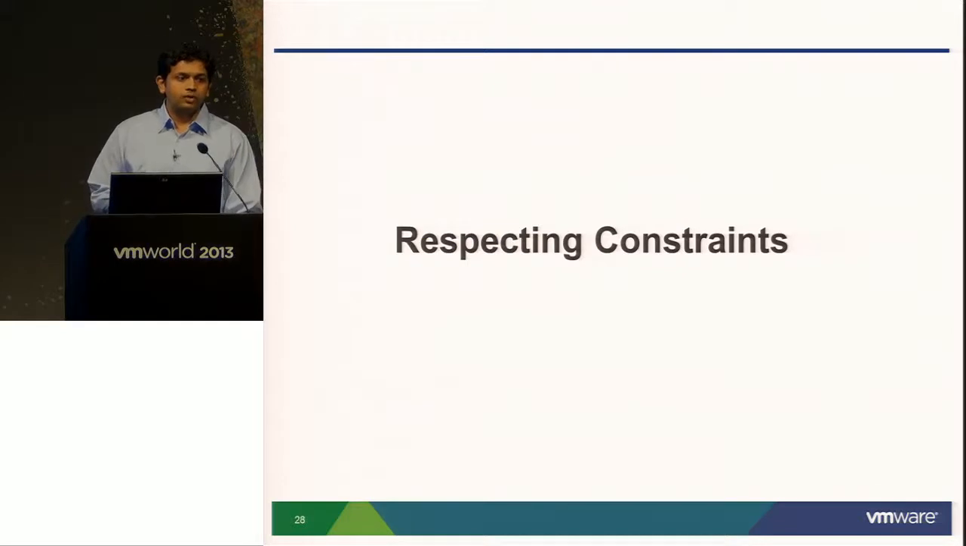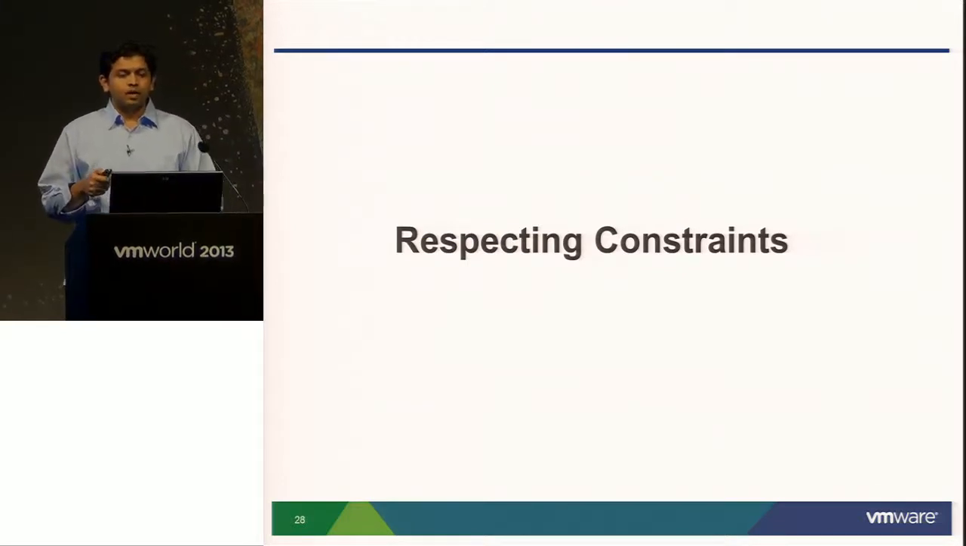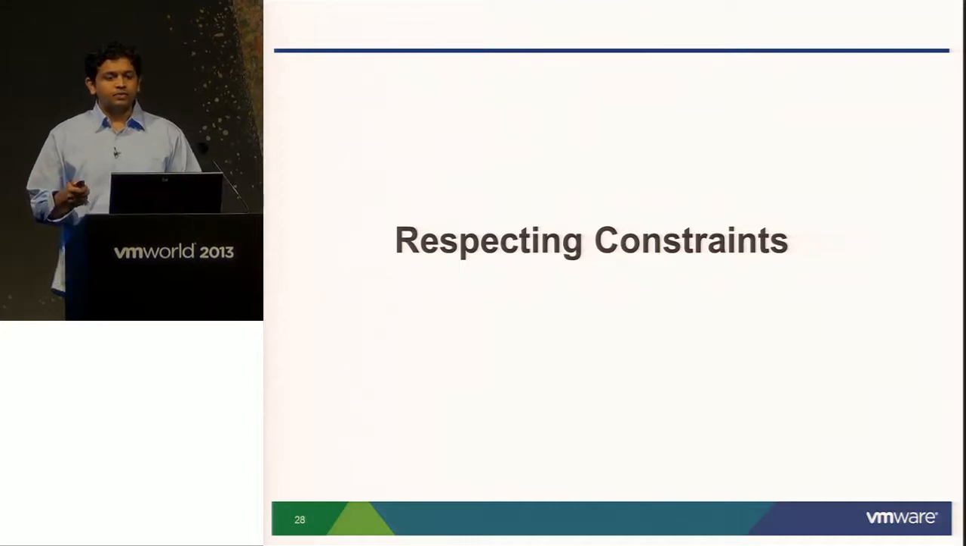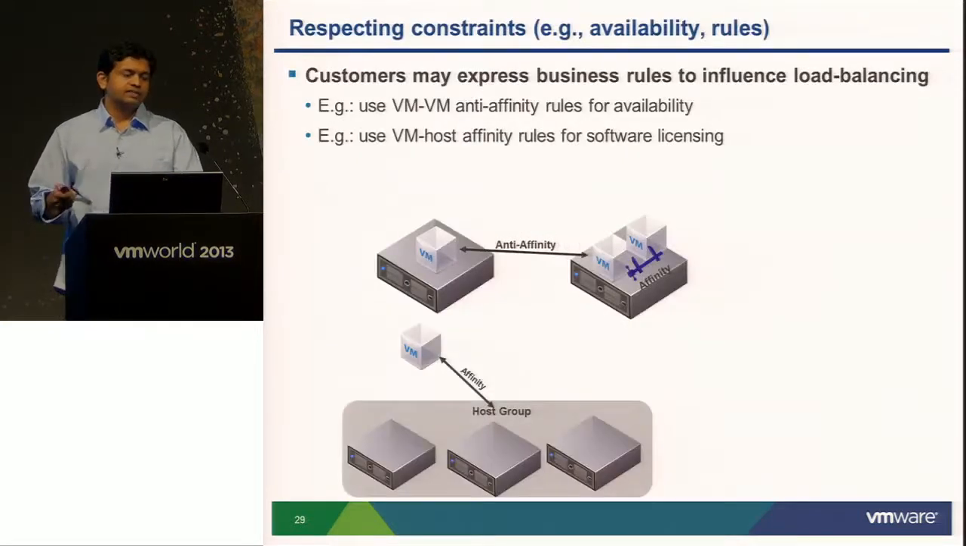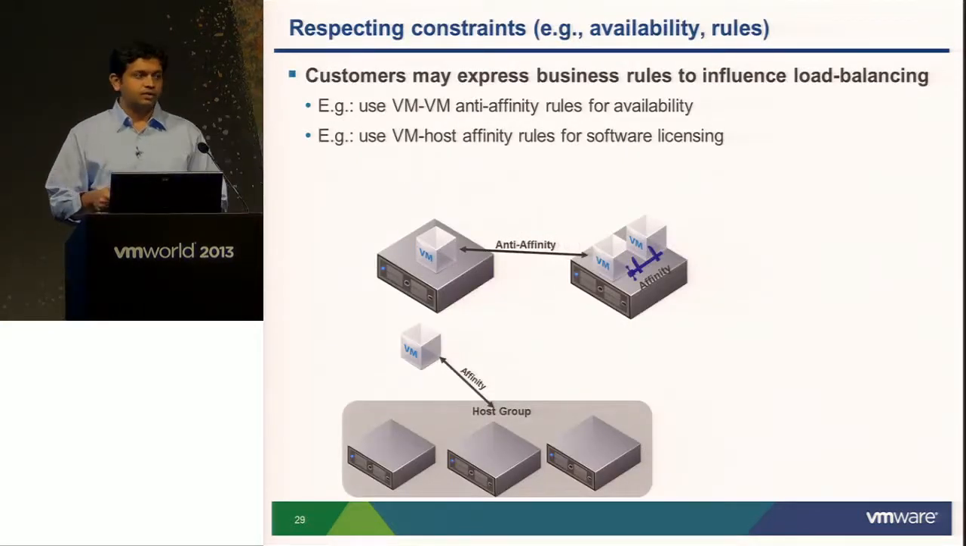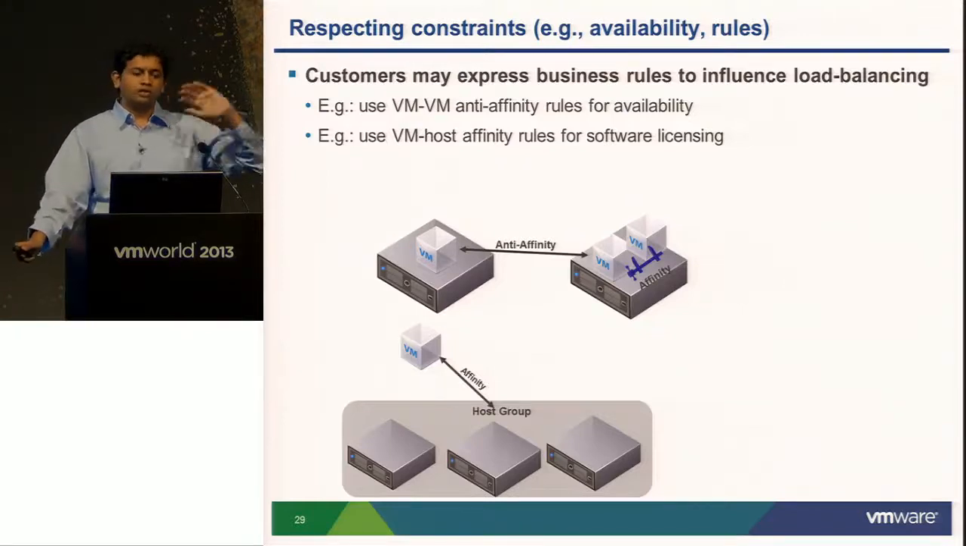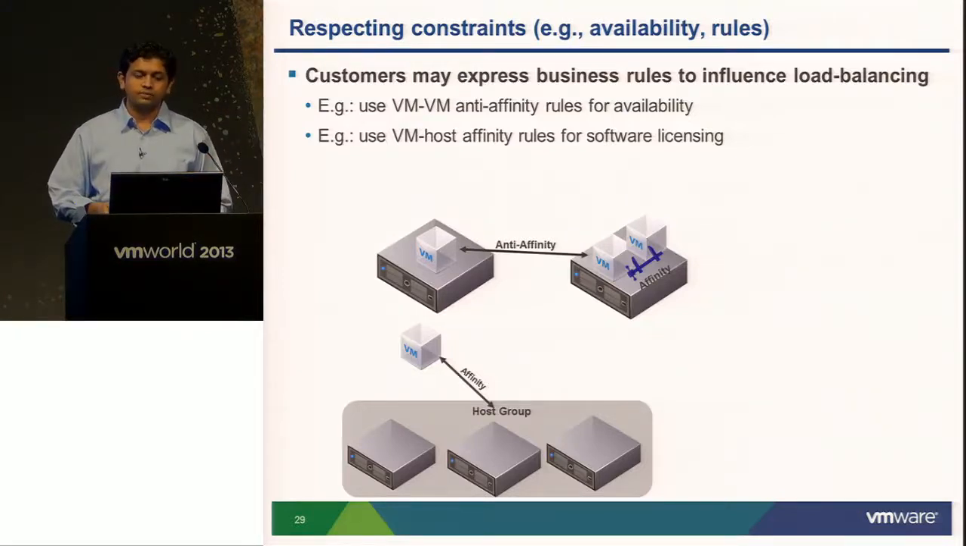Next, I want to talk about constraints. One of the major functions of DRS is to respect various rules that can be used as building blocks to specify various business requirements. DRS has different types of rules. You can specify affinity rules between VMs. You can specify anti-affinity rules between VMs. Now you can specify affinity or anti-affinity rules also between VMs and hosts. You can say that this group of VMs should run only on this group of hosts, or this group of VMs should not run on this group of hosts.